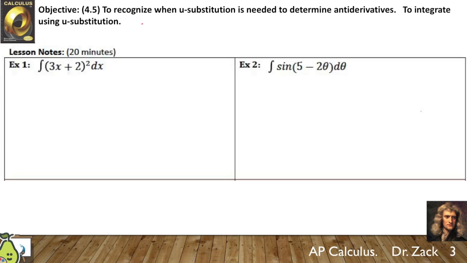So what we'd like to do is recognize which antiderivatives we actually know. We know the antiderivative of u to the n du. We know the antiderivative of sine of u du. We know several different trig functions. We even know what the antiderivative of e to the u du would become.